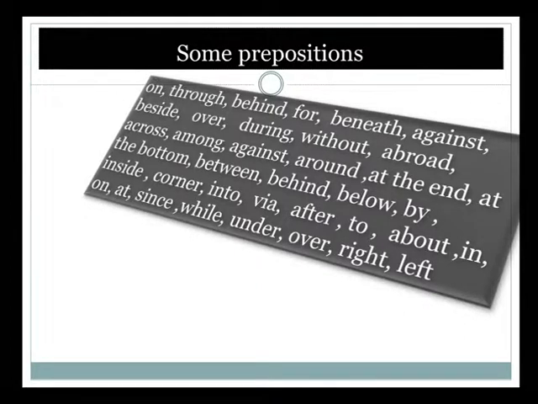Abroad, across. Among is for making a comparison between two or more articles. Against, around, at the end, the bottom, between, behind, below, by, inside, corner. Into, via. Via is the same as through. After, to, about, in, on, at, since, while, under, over, right, left. We'll have a detailed discussion around all these prepositions and the types of prepositions. Let us talk about a few of them right now.